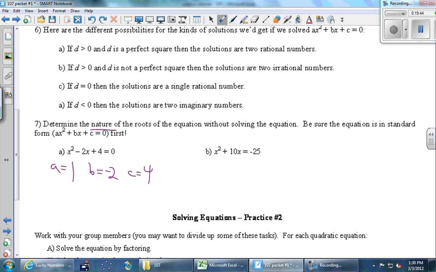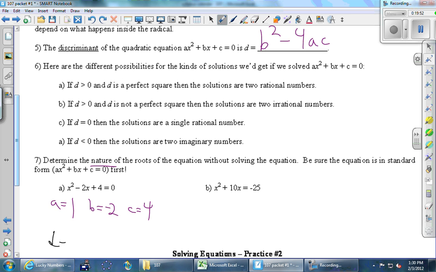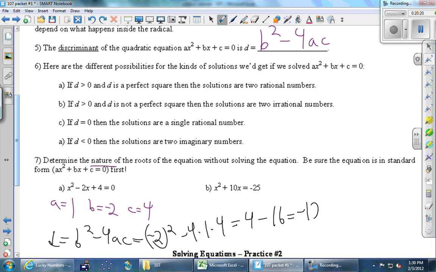Okay, and so then once we've got A, B, and C, then we're going to find what our discriminant is equal to. The discriminant is that formula up at the top. B squared minus 4AC. How much is B squared? -2 squared is +4. Make sure you make it a +4. Then subtract 4 times A times C. 4 times 1 times 4. So what do we get here? 4 minus 16, negative 12.